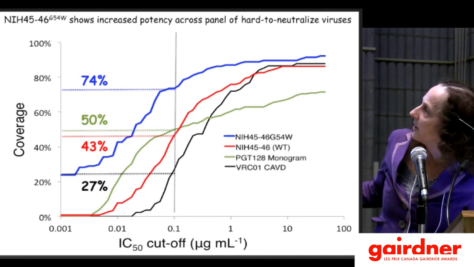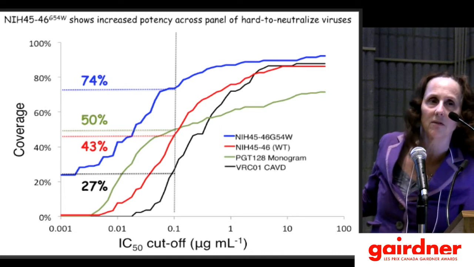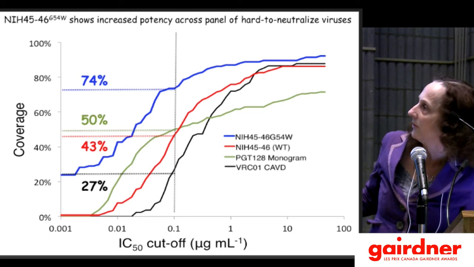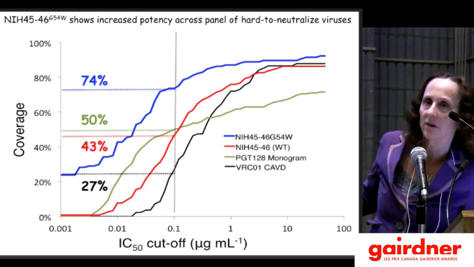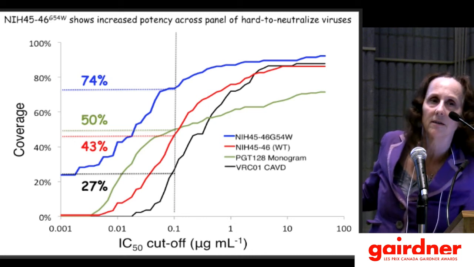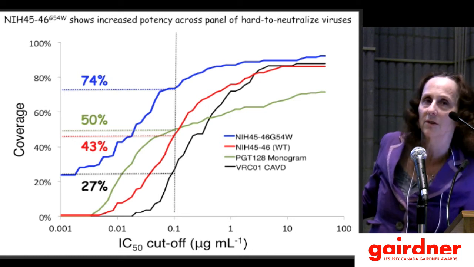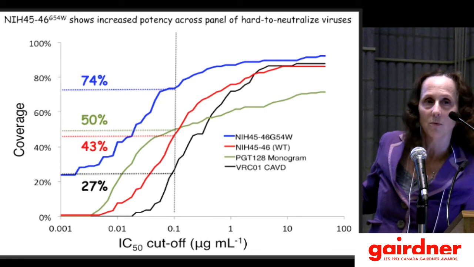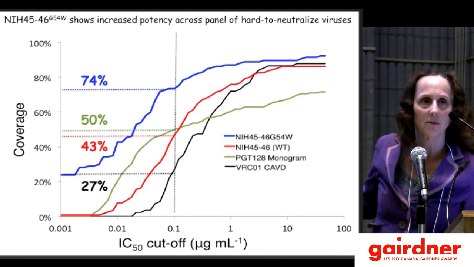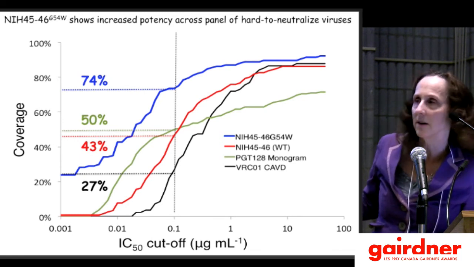Okay, so this is a coverage curve where what you plot is the percent of viral strains of HIV that are neutralized as a function of the concentration of the antibody, the concentration at which the antibody achieves 50% neutralization. So this is on maybe 100 to 200 strains of HIV that these are tested on in vitro.